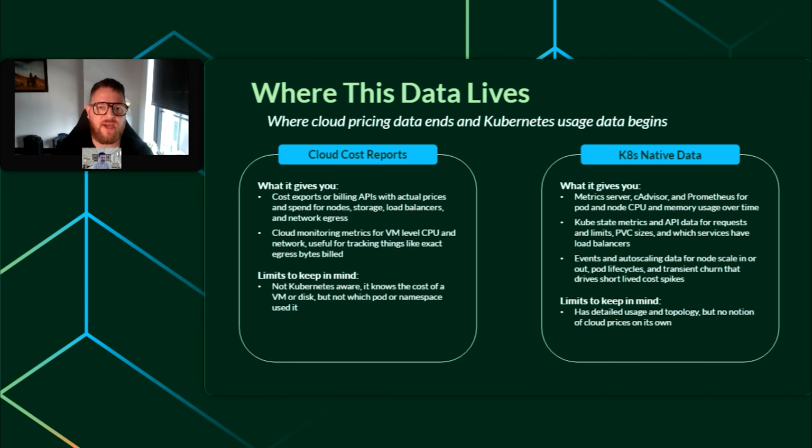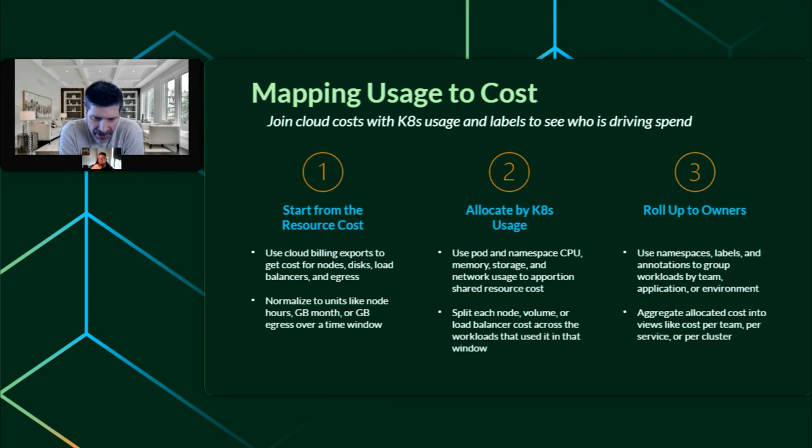Now, where this data lives is not surprising, but the difference between the two is really important. Obviously, the cloud cost reports give you the prices and total spend for node storage, load balancer, and egress, plus some of the VM level metrics. Now, the K8s native data gives you pod and node usage, requests and limits, PVC sizes, load balancer, and scaling events. Experientially, for users of the cloud, the cloud side knows what you paid, the Kubernetes side knows how it was used and by whom.